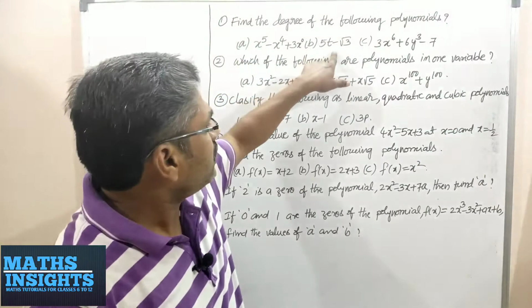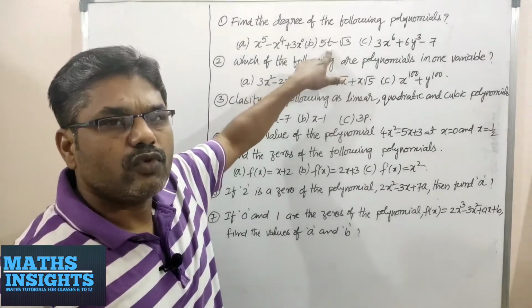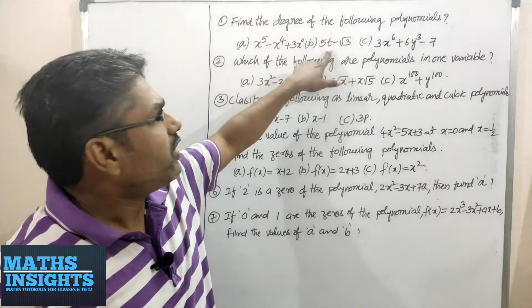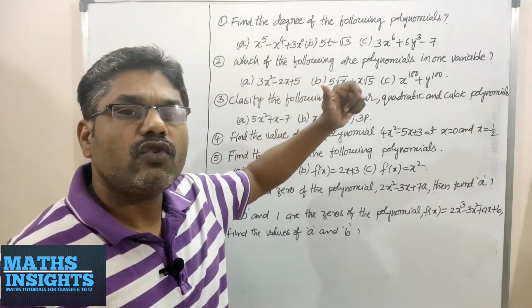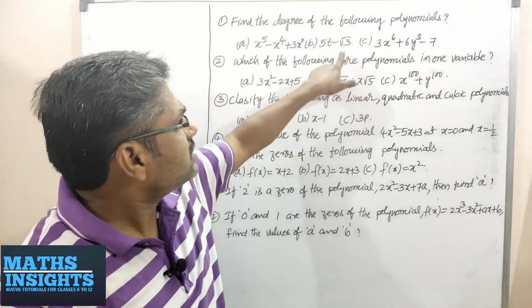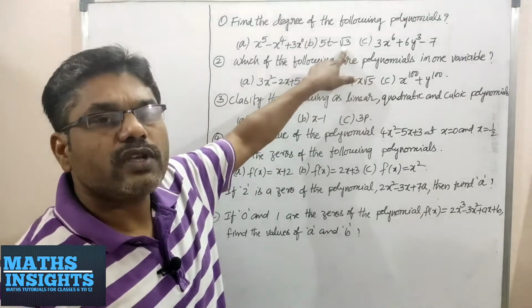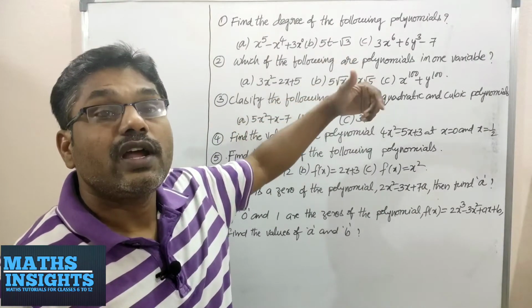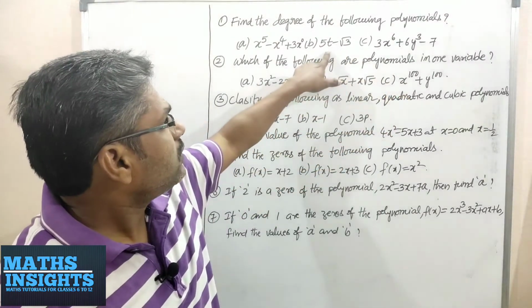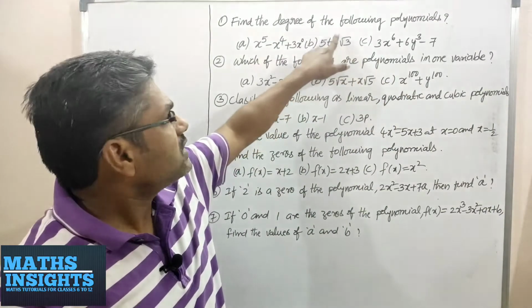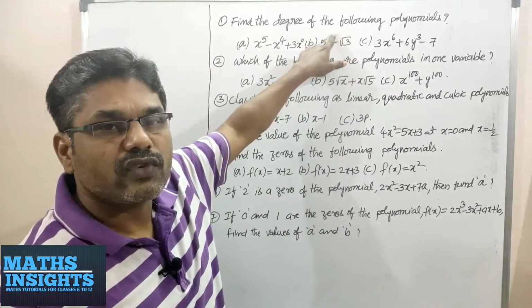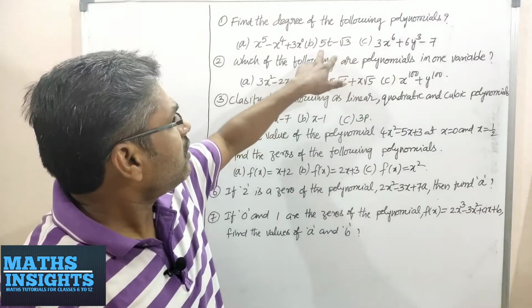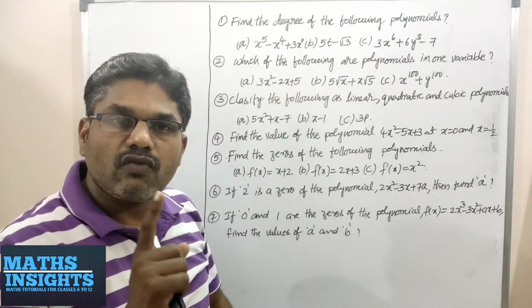And coming to this one, here t is the variable, and its degree is only 1. Why? Because this is a constant and you may write it as root 3 into t power 0. Therefore, t power 1, t power 0. See, 1 is the highest degree of an individual term. Therefore, degree of the polynomial is 1.